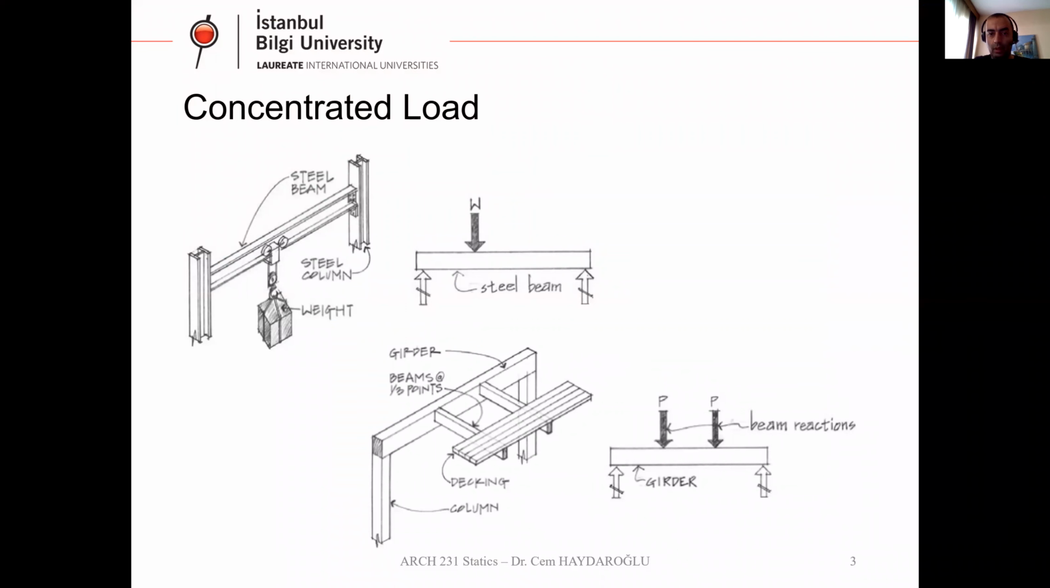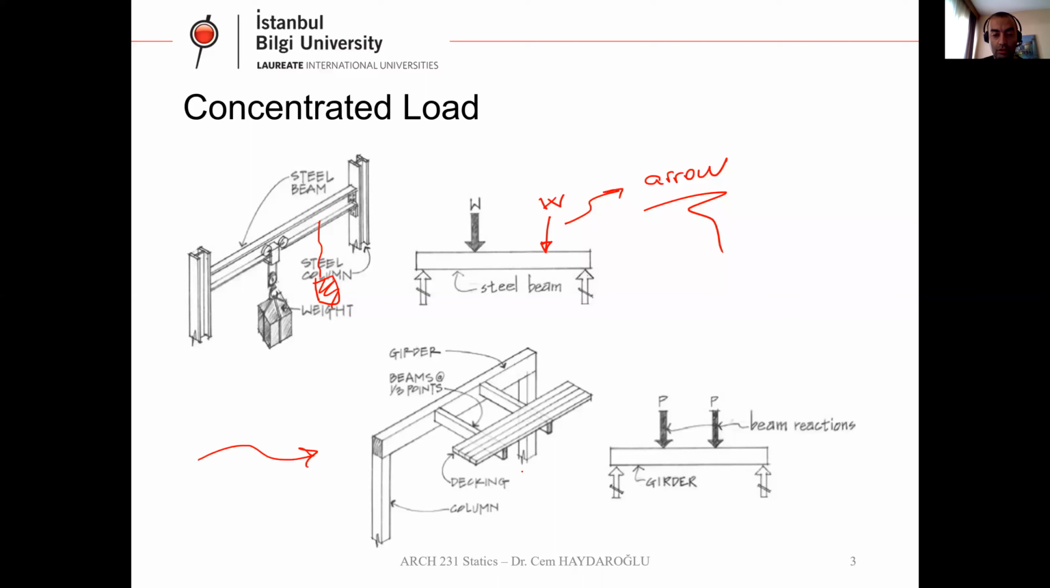Okay. Yes, here, if we move the location of this W, for example, it comes here. As you can see, we are going to put an arrow at this point. So we show concentrated loads with arrows in the free body diagram.